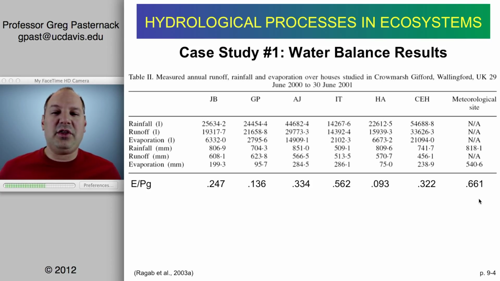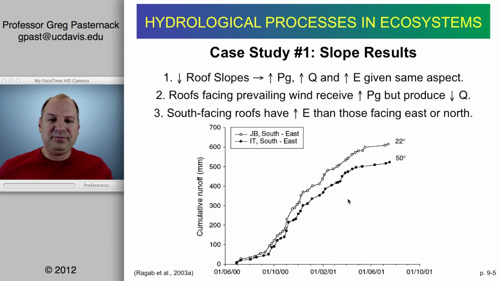So that's consistent with what I've told you in the past, about 50% of the water in a natural water balance going to evaporation or evapotranspiration. Here there's no transpiration, so it's just evaporation. With a medium slope roof like 22 degrees, you see 13 to 33% evaporation, and for this very steeply sloped roof, almost, you have 56% evaporation.